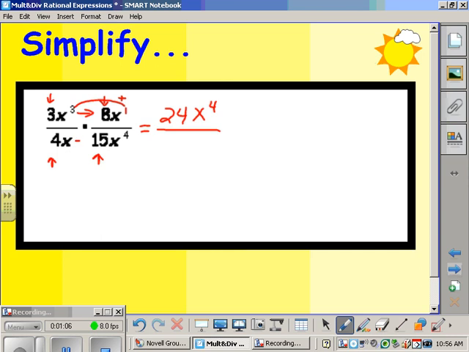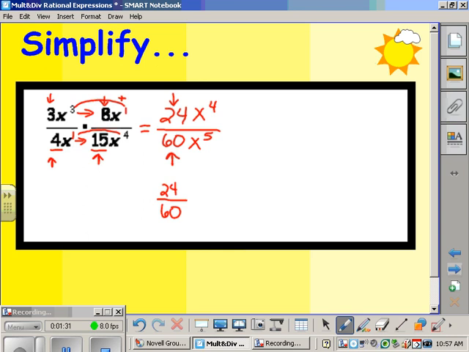In the denominator, we'll do the same thing. We'll multiply the 4 and the 15, which is 60, and then we'll add the exponents of the x's together, giving us x to the 5th. Now we have to look at the numbers separately from the variables. So 24 over 60, you need to try to reduce that to lowest terms.